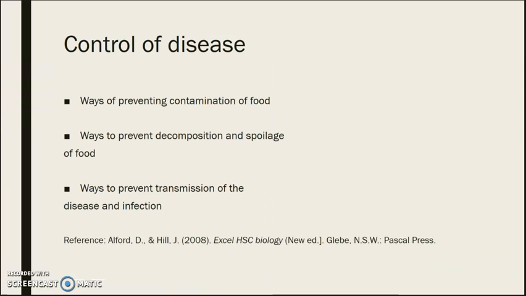So there's 3 main headings that control of disease from pathogens in food can fall under. I'll give you an example of two under each. So firstly, ways of preventing contamination can include keeping food manufacturing factories clean and maintaining personal hygiene. Ways to prevent decomposition and spoilage of food include appropriate storage and procedures that ensure food is used before it's no longer safe. And ways to prevent transmission include minimising contact with food. This one's really important for all those Staph aureus carriers out there.